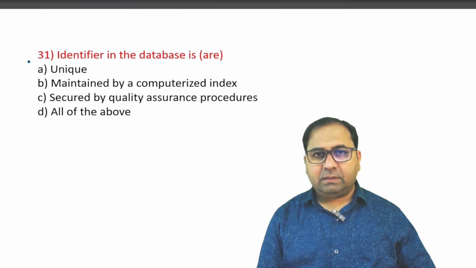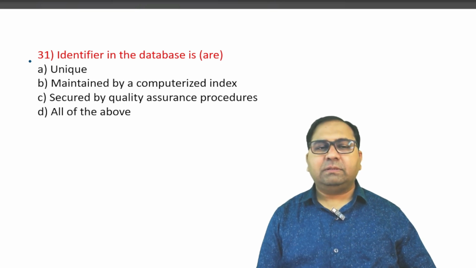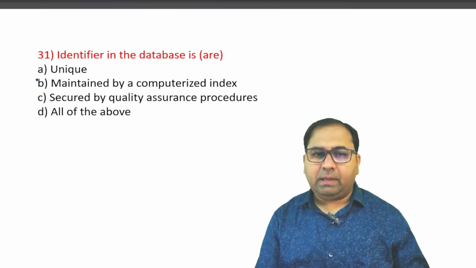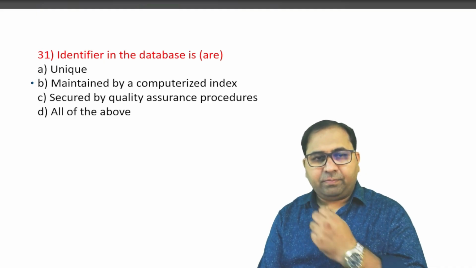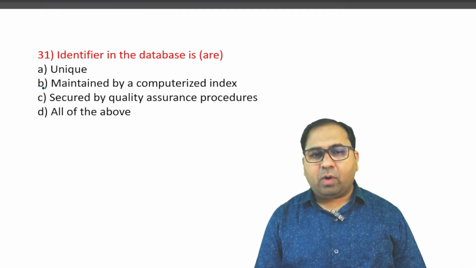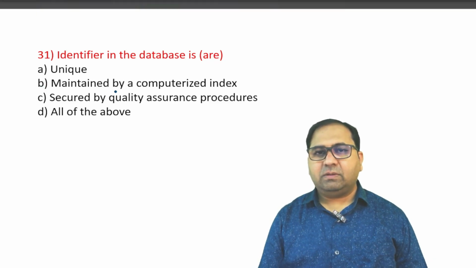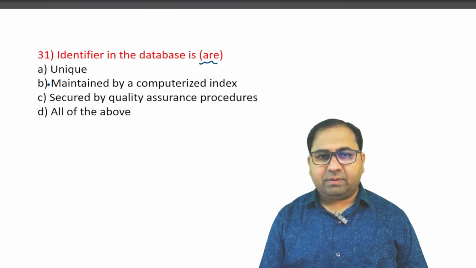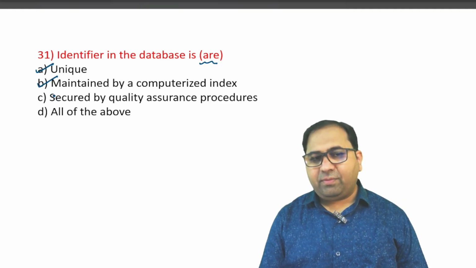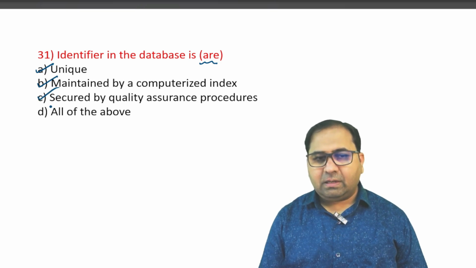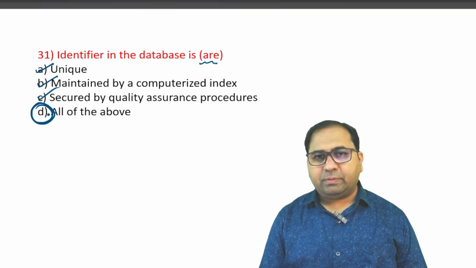Identifier in the database is or are. The options are A, unique, B, maintained by a computerized index, or C, secured by quality assurance procedures, or D, all of the above. So what is the answer for this question? Identifier in the database are what? Let us see the options again. They are: identifier is unique, identifier is maintained by a computerized index, identifier is secured by quality assurance procedures. So all these three are correct. Therefore, the answer for this question is option number D.